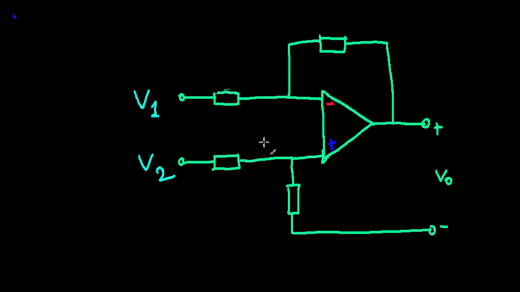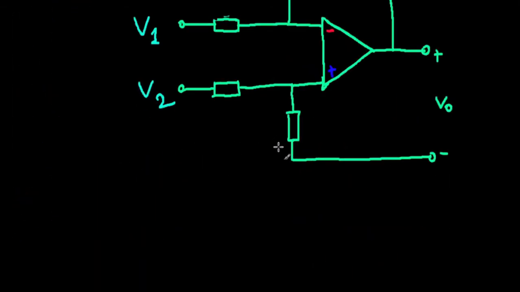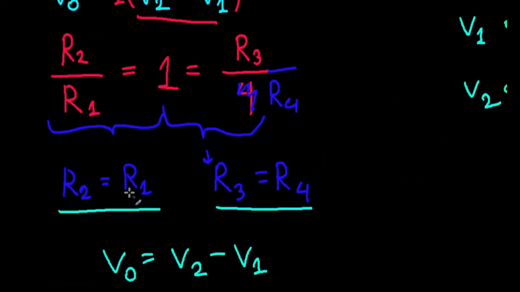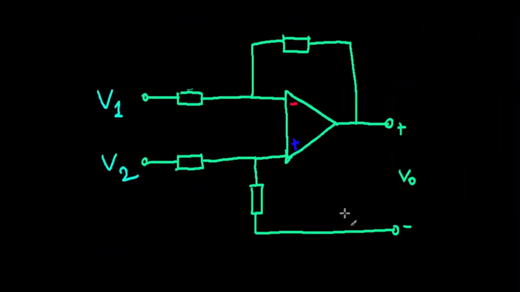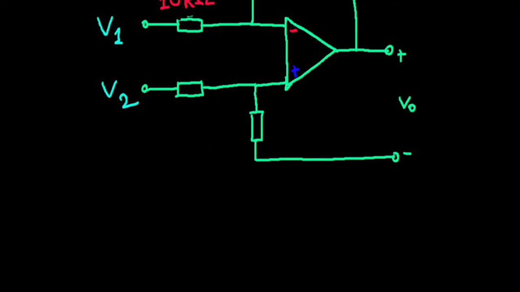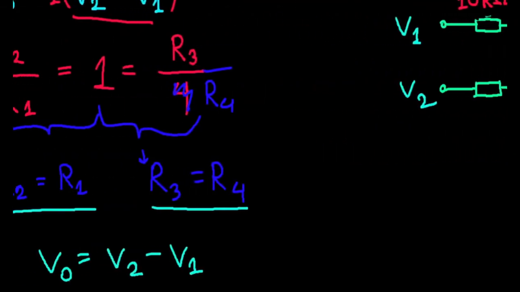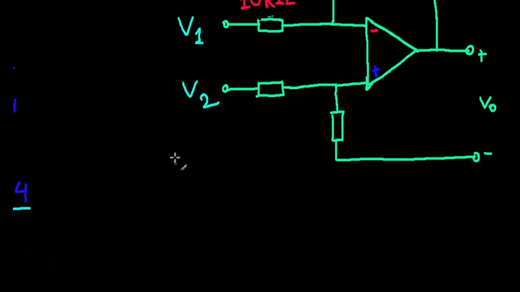And here, if I'm just told to draw a subtractor right now, what I could do is refer to this. Given that this is a subtractor, R2 needs to be R1. So let's just say R1 equals 10 kilo ohms. Well, then this also has to be equal to 10 kilo ohms. This is R2, it has to be equal to 10 kilo ohms. And we also said that our R3 and R4 are equal. So let's just say this is 20 kilo ohms. Now this also has to be equal to 20 kilo ohms.